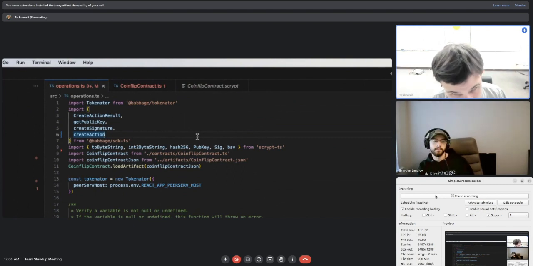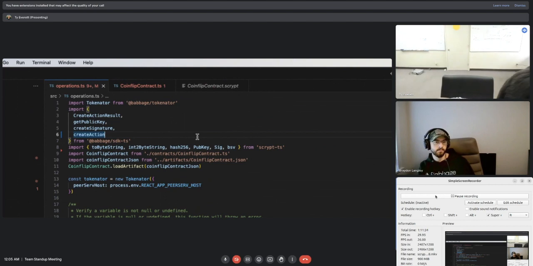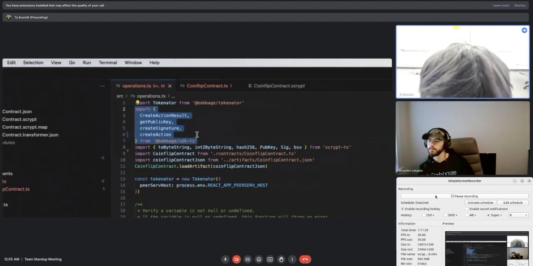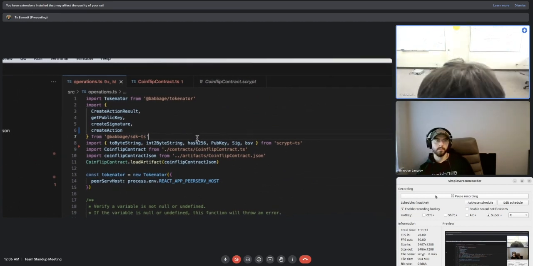It's like you can send messages from Alice to Bob and they can talk to each other. We then have some Babbage SDK functions, which is how you actually create transactions using the standard wallet and get public keys and things.